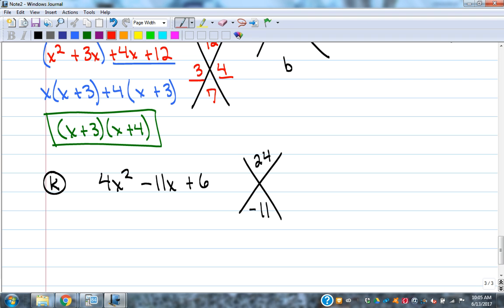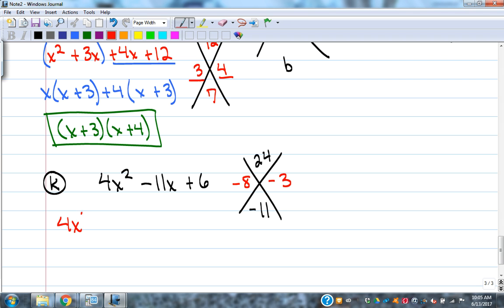3 and 8. 3 and 8 would be, yeah, negative 3 and negative 8. And it doesn't matter which one you put on which side. Negative 3 and negative 8 multiplies to be positive 24. Negative 3 plus negative 8 is negative 11. That's the right 2 numbers. So that's what I'm going to replace the negative 11x with.